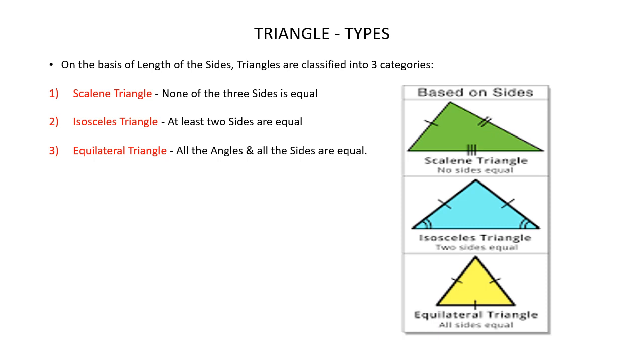In an isosceles triangle, at least two sides are equal. This is an isosceles triangle. As you can see here, two sides are equal. In an equilateral triangle, all the angles and all the sides are equal. This is an equilateral triangle. As you can see here, all the three sides are equal.